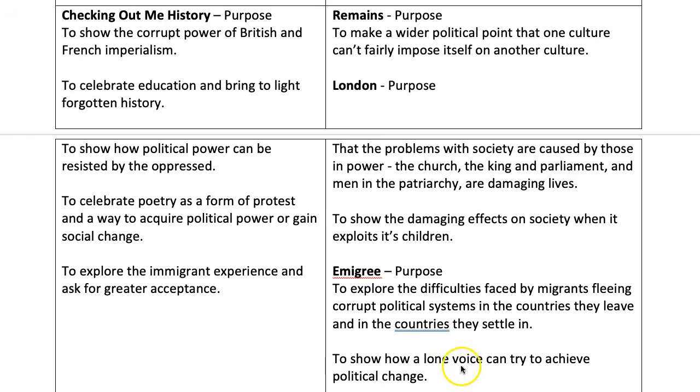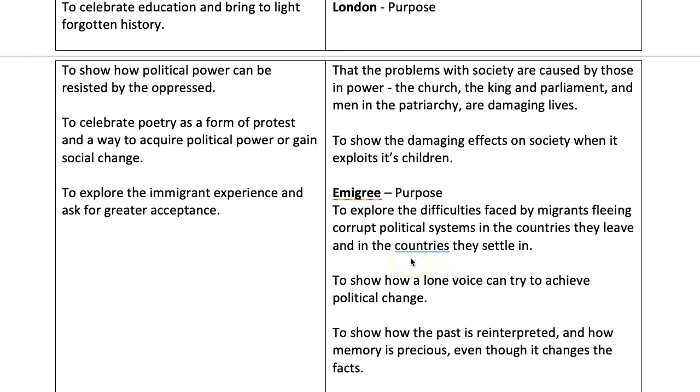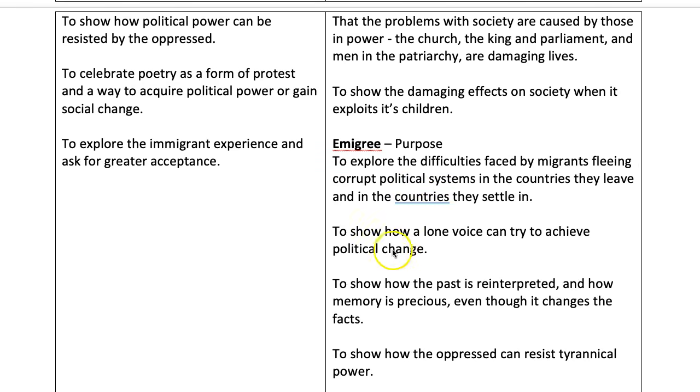And again, to show how a lone voice can try to achieve political change. That links directly to Checking Out Me History. It's me, I'm checking out my identity, as he says at the end. And then more things from Emigree to show how the past is reinterpreted and how memory is precious. That's exactly what this is about. It's reinterpreting the past and showing it to us in a different light.